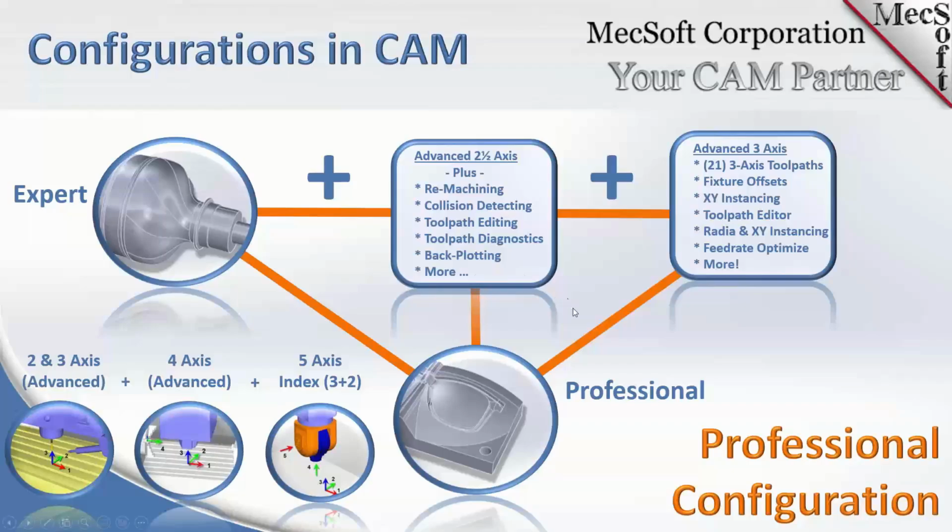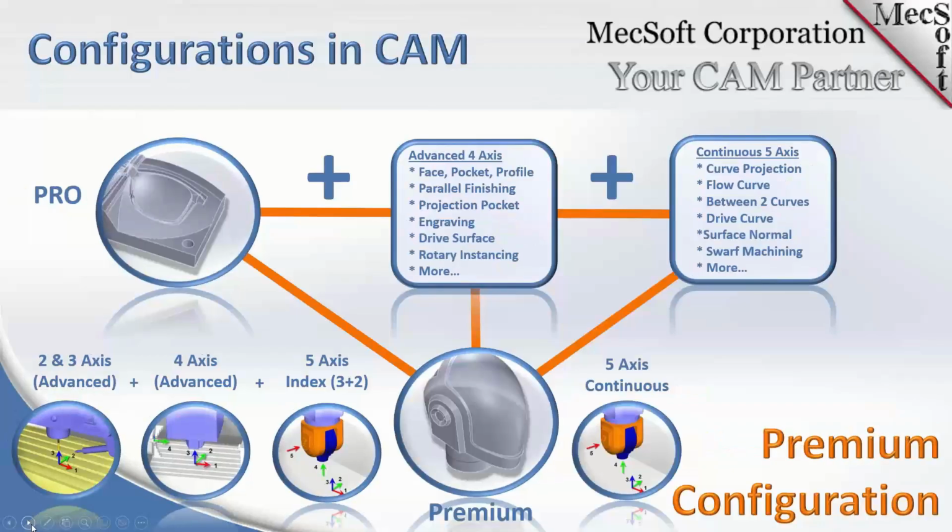So this is one of the best and one of the most popular configurations for our users. Well, we have 3+2. We have indexed 5-axis. So we just don't have the 5-axis continuous machining in Professional. Right. So everything else you get. Okay. So let's bump up to our highest configuration.